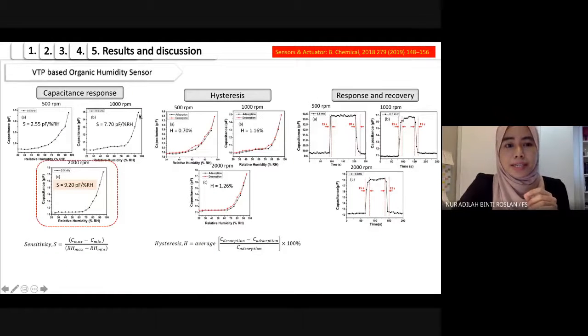Okay, so these are the characterizations for the humidity sensor, which I divided into three. For the capacitive response, to calculate the sensitivity, hysteresis, and response and recovery, it shows that the thinnest film, where I varied the thickness, shows the most sensitive response compared to the rest of the thin films.